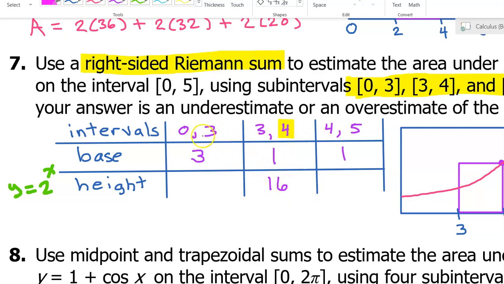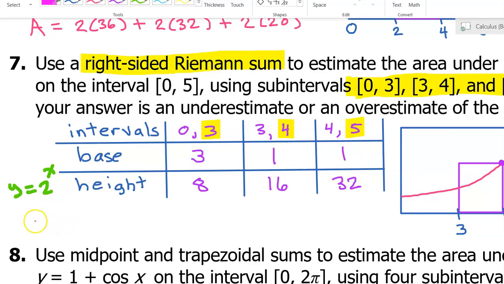You can use your imagination for the first interval and the third interval. For the first interval, the height will be based on the right side of the interval, which will be 3. So the height will be 2 to the 3rd power, which is 8. For the third interval, again, this is a right-sided Riemann sum, so we use the right side of the interval for the calculation. So we will do 2 to the 5th power, and 2 to the 5th power is 32. So that's going to be the height of the rectangle.